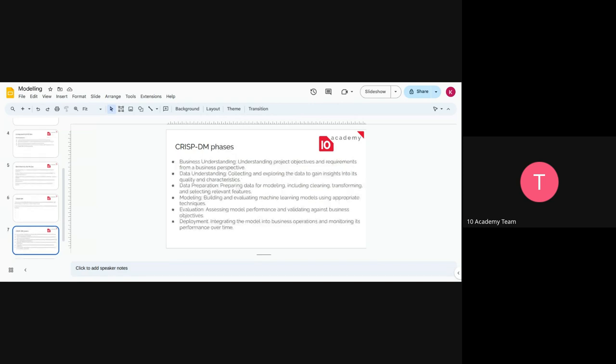So let's take a look at the phases. I think it's better if you try this methodology in your project because it gives you some kind of structure. So the first thing you should do whenever you are starting on a ML project or any project is understand the business, right? So understanding the business means understanding the project objective and requirements. So for instance, you are working on telecom data. So what's the business understanding? So what is the objective? What am I trying to achieve? And what are the requirements of this business?